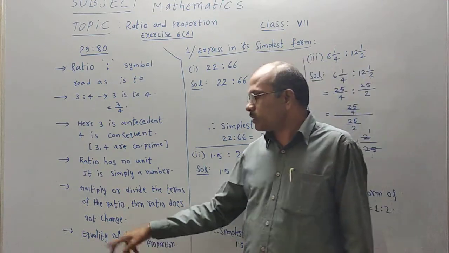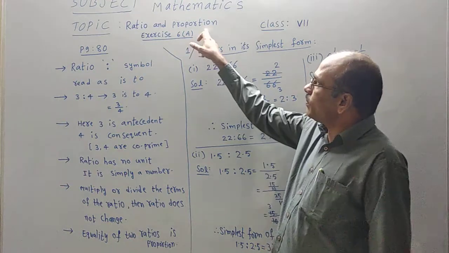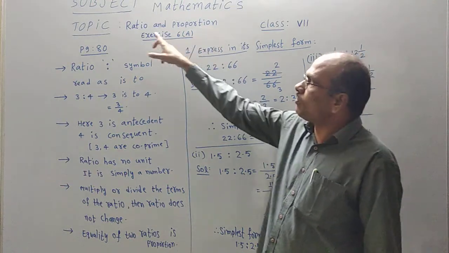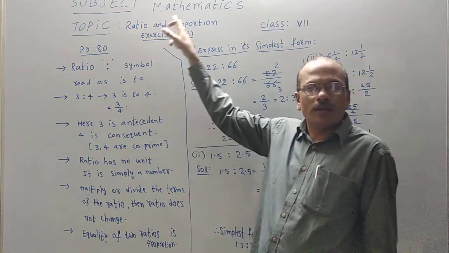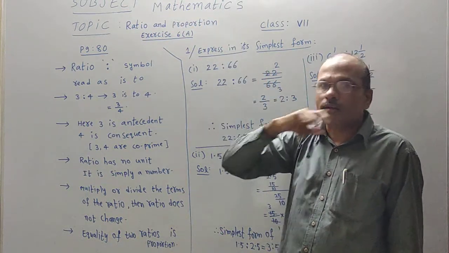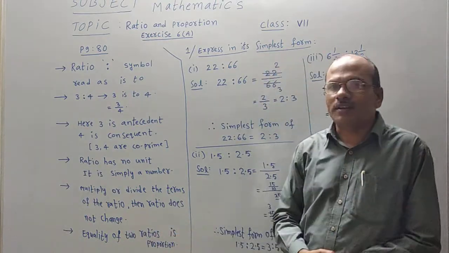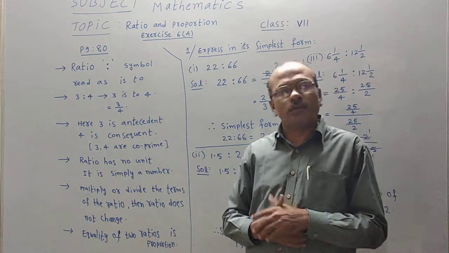Next, the last part, equality of two ratios is called proportion. We have taken here proportion. So far I have taught you about ratio, but now proportion is nothing but if two ratios are equal, then that is called proportion. So there are sums related to proportion.